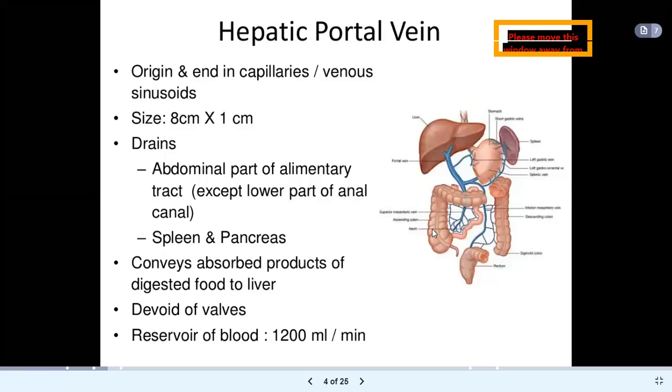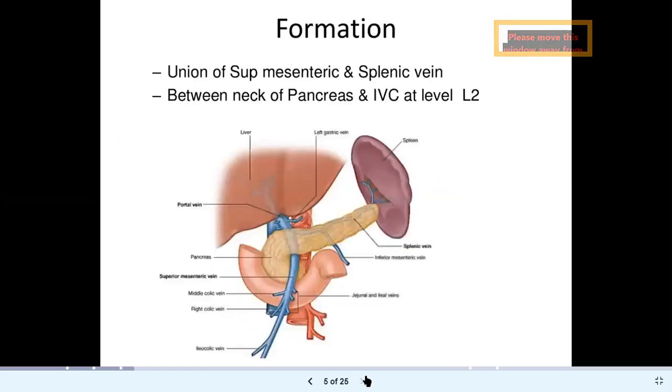So you can see this hepatic portal vein originates and ends in capillaries and venous sinusoids. The size of this hepatic portal vein is 8 centimeters in length and 1 centimeter in width, and it drains the abdominal part of the alimentary tract except the lower part of the anal canal. It drains the spleen and pancreas, conveys absorbed products of the digested food to the liver, and it is devoid of valves. That means it has no valves, and it is a reservoir of blood, around 1200 ml per minute. You will see the blood is moving.